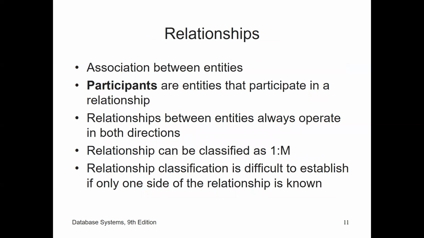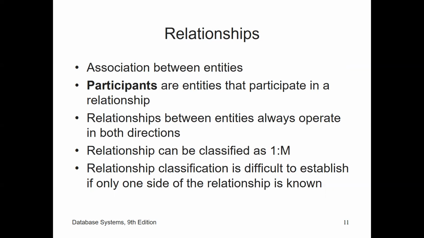Relationships. Relationships between entities often operate in both directions. That is, to define the relationship between the entities named customer and invoice, you would specify that a customer may generate many invoices. Each invoice is generated by one customer. Because you know both directions of the relationship between customer and invoice, it is easy to see that the relationship can be classified as one-to-many.